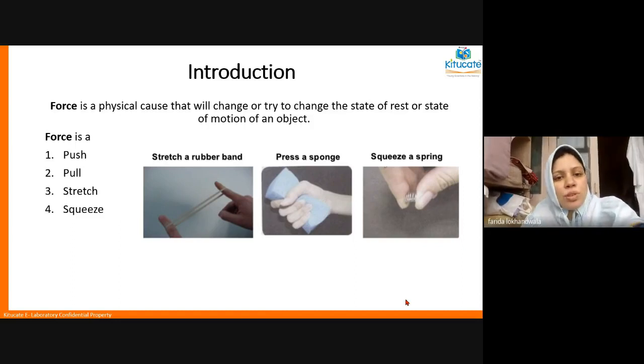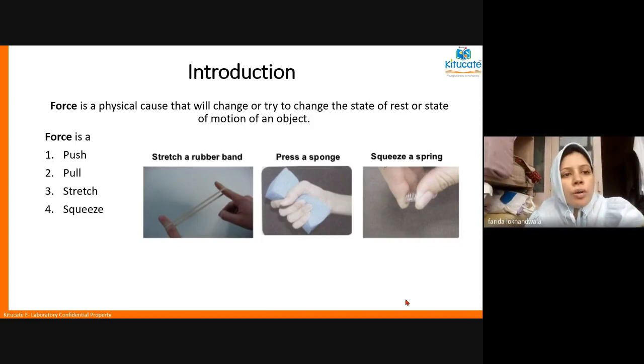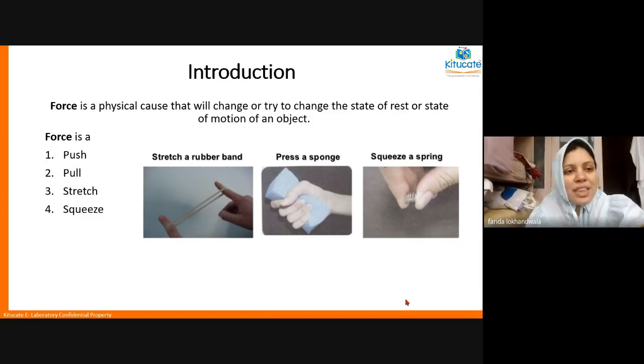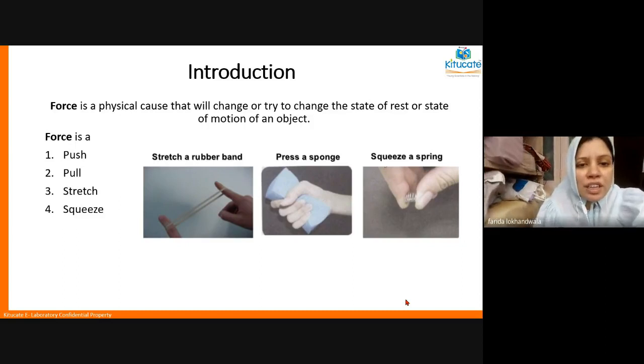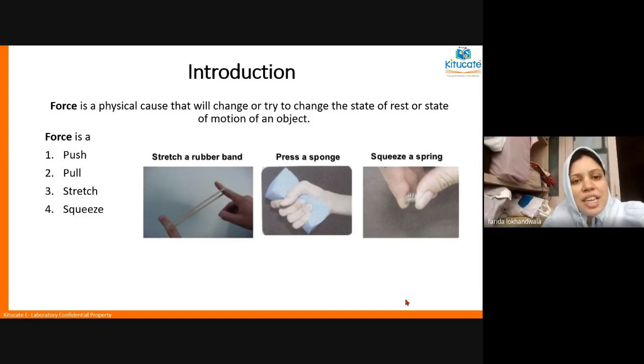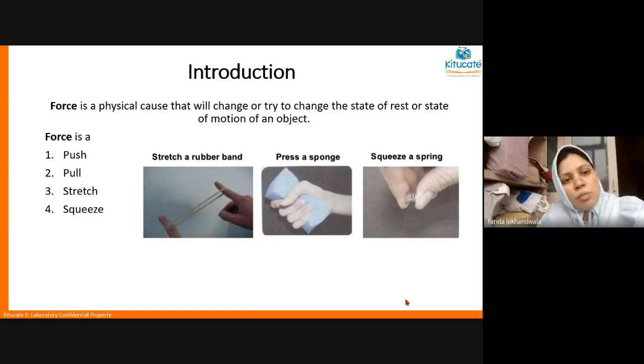Okay. So force is either a push or a pull. You can also add terms like stretch and squeeze. They are types of push and pull only. And what is force? Force is when you are trying to change the state of rest or state of motion of an object. If something is at rest, you bring it into motion. If something is in motion, you bring it to rest. Okay. Next.